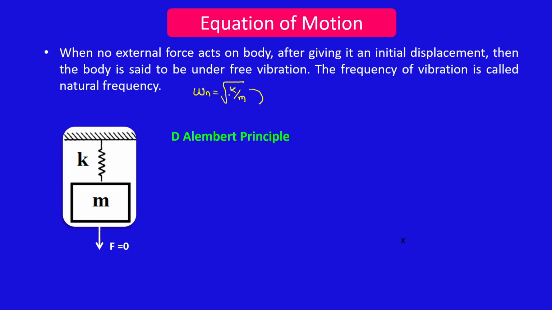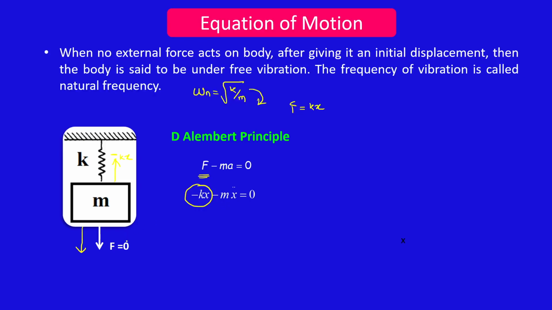Let's see how to derive this formula from D'Alembert's principle. D'Alembert's principle states that F is equal to ma, so F minus ma equal to 0. Here F represents spring force. We know that spring force F equal to kx. But here it is minus kx, because when you apply force downward, the spring force will act upward. So kx will act upward. That minus sign represents that the applied force and spring force are opposite. That's why we put minus kx here.